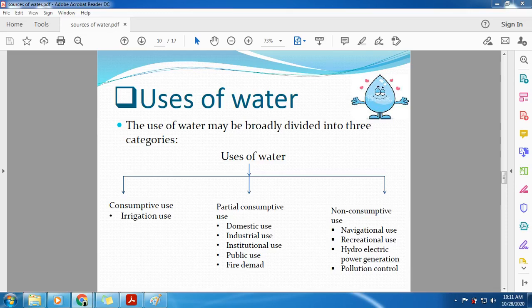Evapotranspiration. Evapotranspiration is the sum of evaporation and transpiration from the Earth's land and ocean surface to the atmosphere.